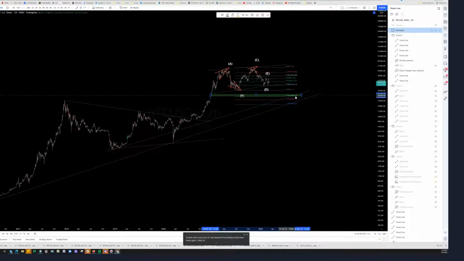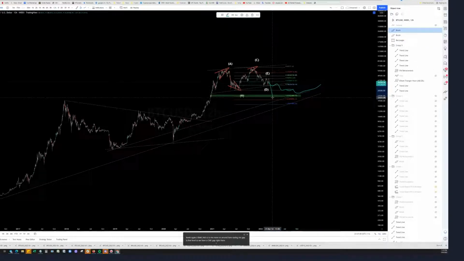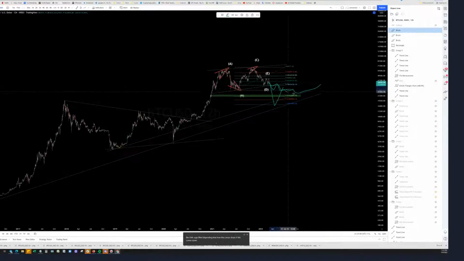and you can see that if the CME gap's filled, depending how this comes down, if this comes down like that, then that makes sense. If it comes down hard, then it'll probably go down to that level. But if this goes slowly, it might fill in the CME gap and then back up. And you can see it took a while from there to there.